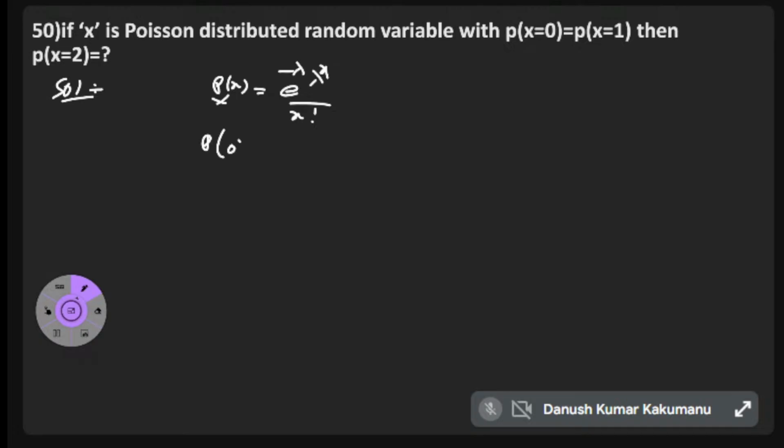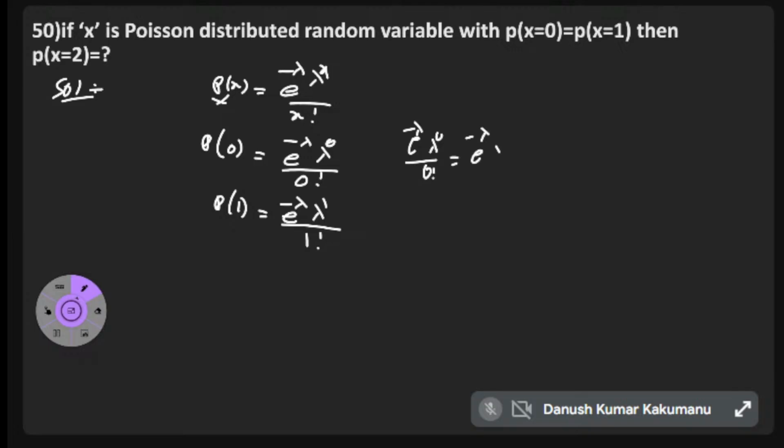What is P of 0? E power minus lambda, lambda power of 0 by 0 factorial. What is P of 1? E power minus lambda, lambda power of 1 by 1 factorial. We have to equate both of them. Equating both of them, what do you get here? Lambda equal to, this one cancels. Lambda is equal to what? 1. Lambda is 1.